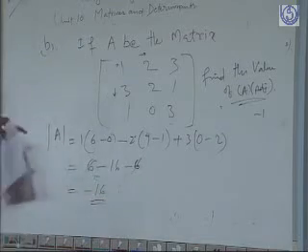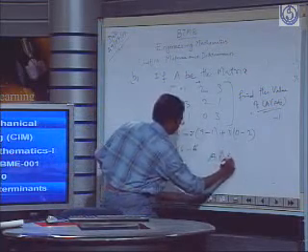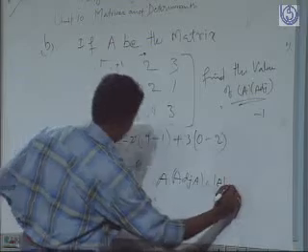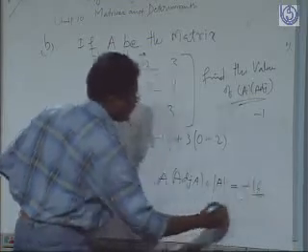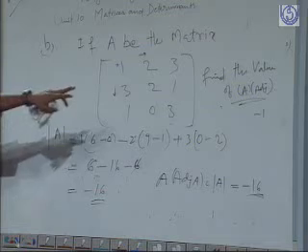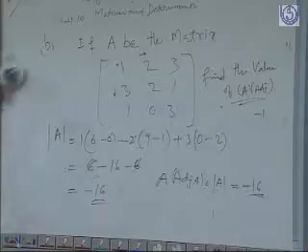The determinant of A. So the value of A adjoint A is equal to mod A, or you can say determinant of A, that is equal to minus 16. This is the value of A adjoint A, that is minus 16. Like this we can find the value of adjoint A. Then we will go for another problem, that is C in the question paper.